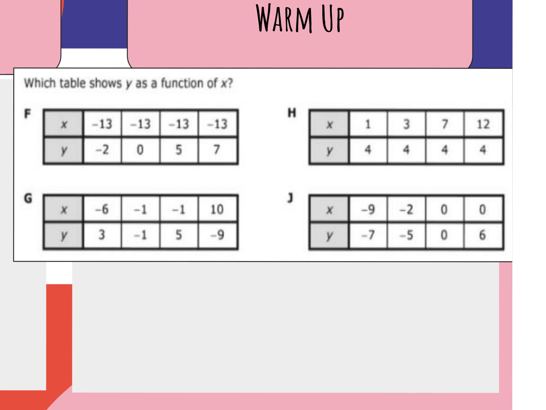So when I'm looking at these tables, it says which one is a function. I'm looking at only this x column, and I'm looking for the table that has no repeat x's. Well, all of these repeat, and these repeat. So my answer is H because all of those x's are different.